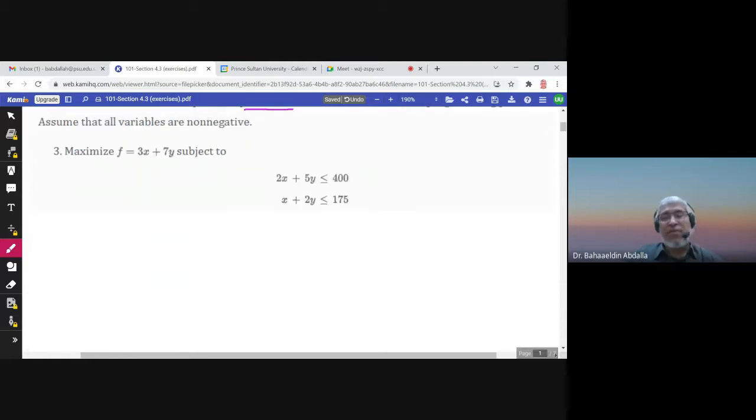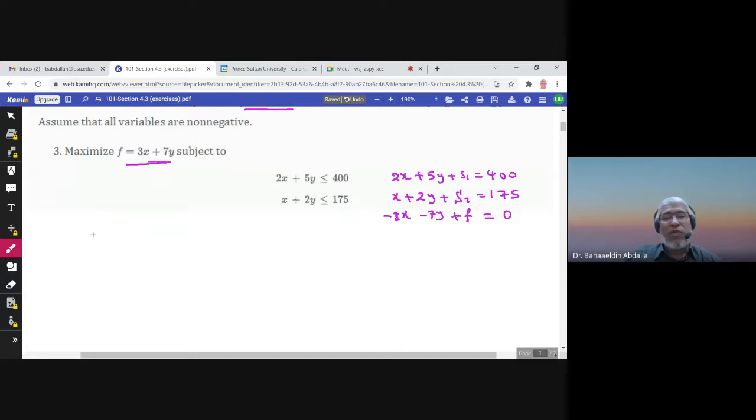And to set up the Simplex matrix, we first introduce the slack variables. So we change each inequality to an equation. So we write it 2x plus 5y plus s1 equals 400 and x plus 2y plus s2 equals 175. And the objective function, we take the right hand side to the left hand side and write it negative 3x minus 7y plus f equals 0.